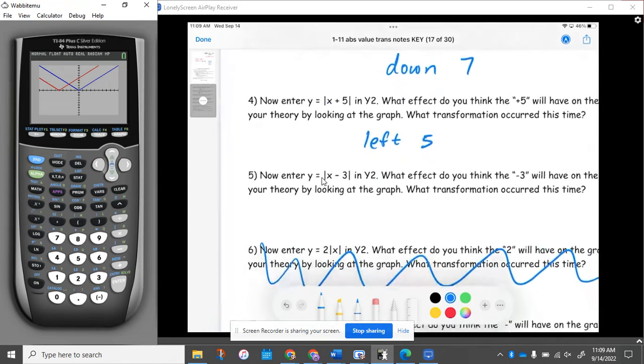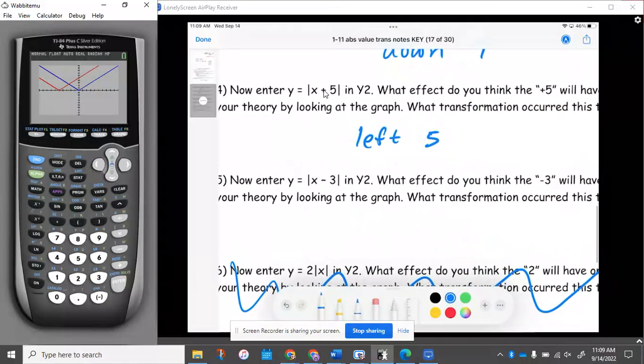Go to your next one. On the previous problem, we had x plus 5, and it moved us to the left. This time, on the inside, we're doing x minus 3. Look at what happens compared to the original. This time, instead of moving to the left, it moves us to the right. We went to the right by 3 units. Okay, that's pretty interesting all by itself, too.